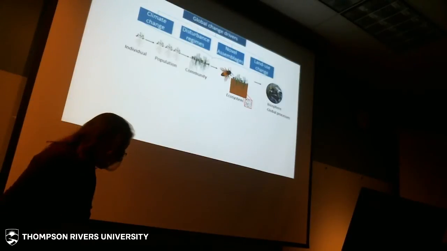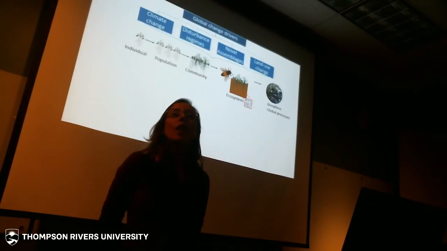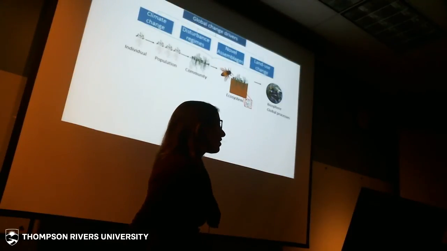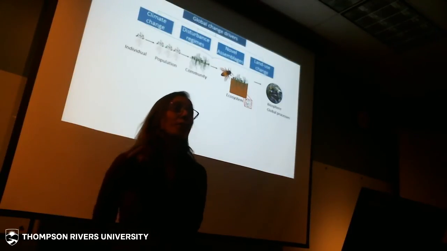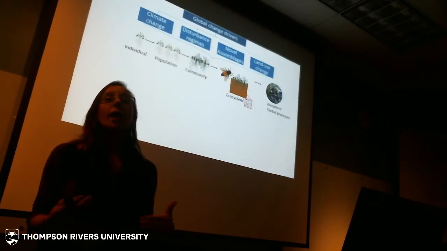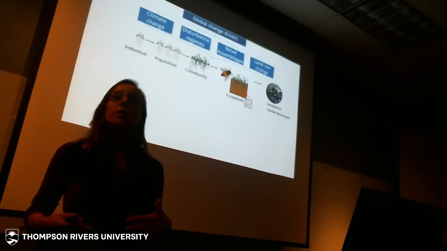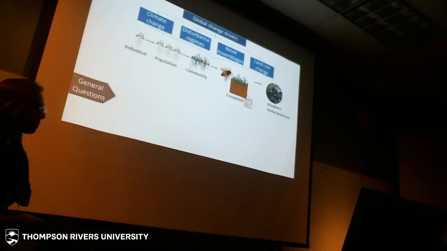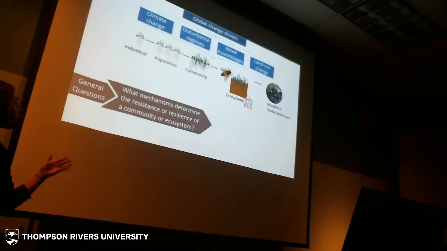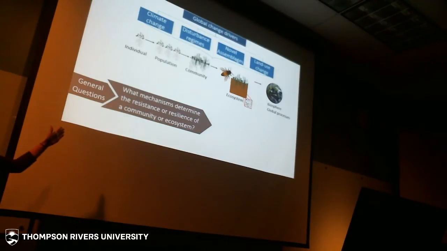And then ultimately I would like to branch it up to these global processes, probably collaborating with other researchers that are more into this, but using my research to inform these global models so we can get a better understanding of what's going to happen with climate change and how ecosystems are going to respond to it. So then I kind of broke it down into two major questions of where I'd like my research to go. I would like to further explore mechanisms to determine the resistance or resilience of community.